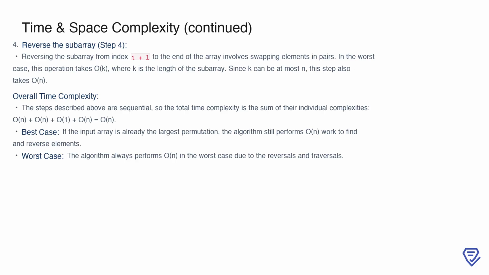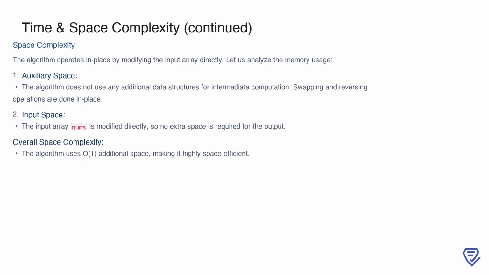It's important to note that this complexity holds for both the best case and the worst case, as the algorithm always performs these steps in sequence. Now, let's consider the space complexity of the algorithm. Because the input array is modified directly, the algorithm operates entirely in place. This means no additional data structures are used for intermediate computations, and operations like swapping and reversing are performed directly on the input. As a result, the auxiliary space required is O(1). Since the algorithm does not require any extra space for outputs or any other processes, its overall space complexity is O(1), making it extremely efficient in terms of memory usage.